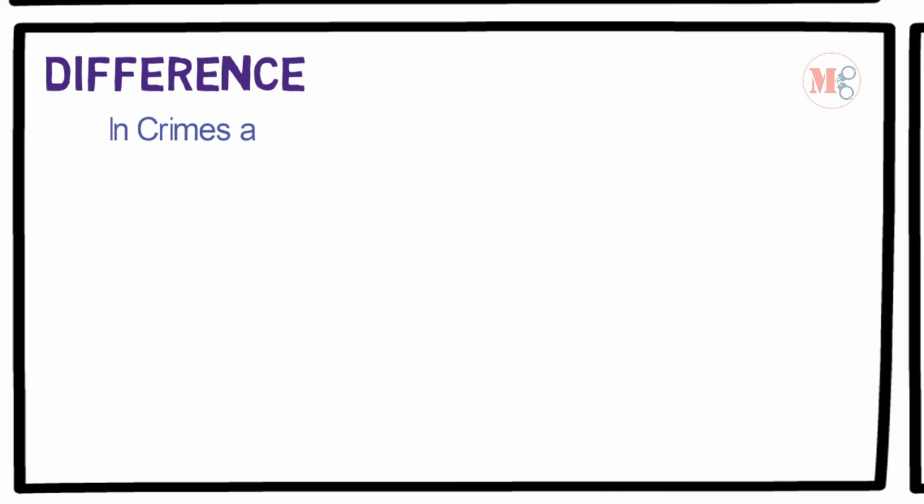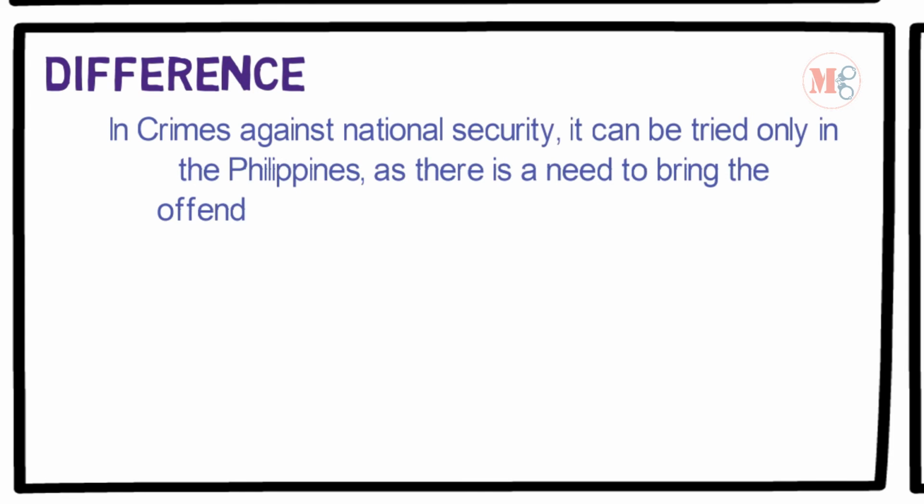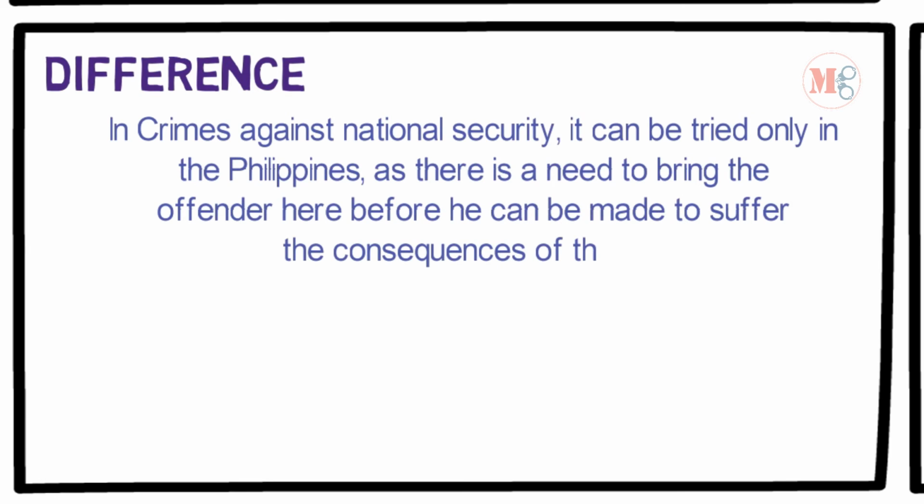So saan naman sila nagkaiba? In crimes against national security, it can be tried only in the Philippines, as there is a need to bring the offender here before he can be made to suffer the consequences of the law. So kahit ginawa niya yung crime sa ibang bansa, dito siya sa Pilipinas kakasuhan. Hindi siya pwedeng kasuhan sa ibang bansa.